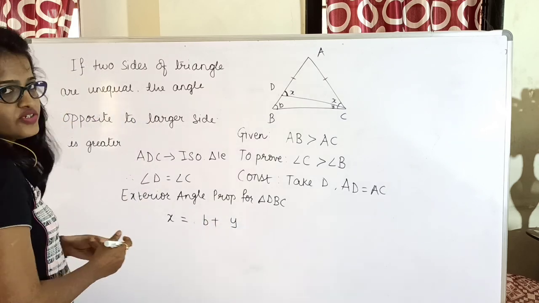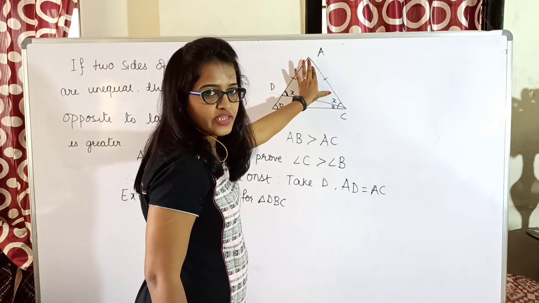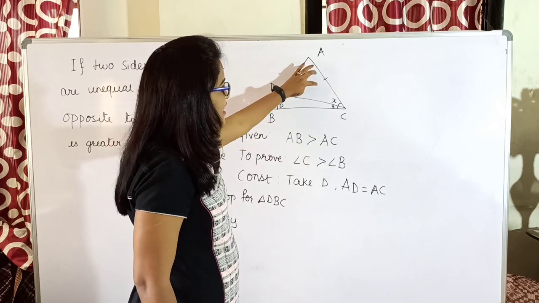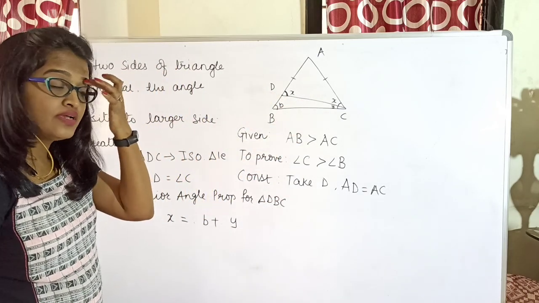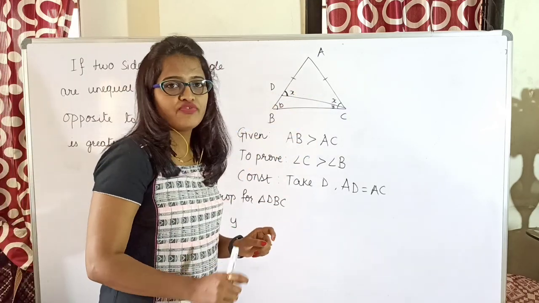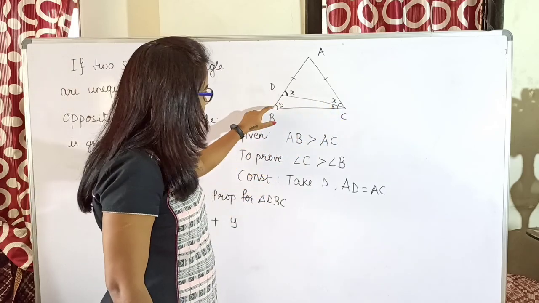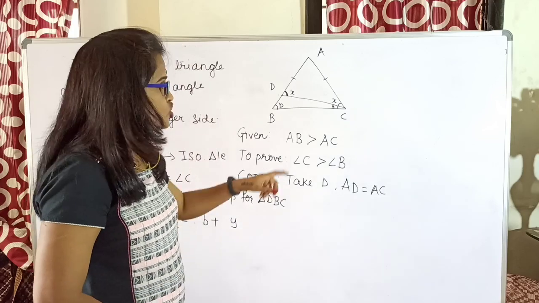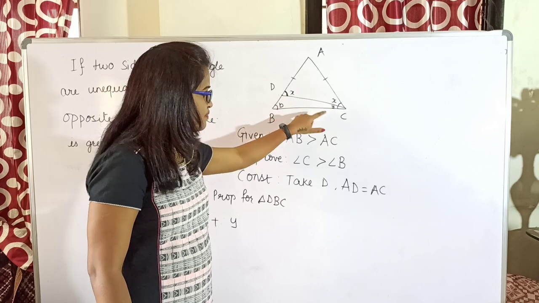Okay, I hope everybody understood what I have done until now. I have taken D such that AD is equal to AC. Since AD and AC are equal, these two angles will be equal by isosceles triangle theorem. And I have considered that angle to be value x, one variable, this angle to be value y, and this angle to be value b. So by exterior angle property, if x is my exterior angle, it will be addition of b plus y.